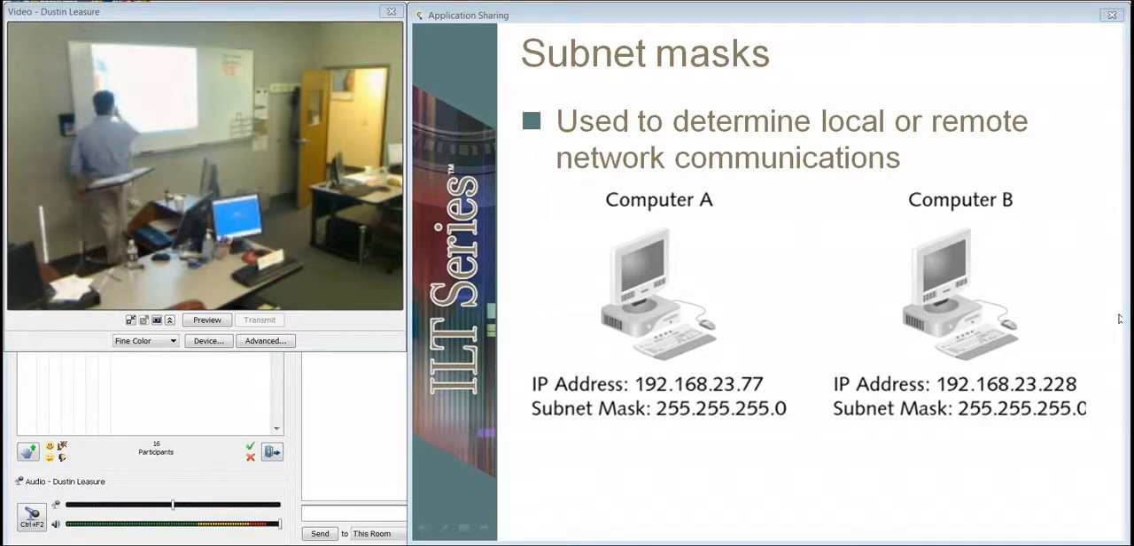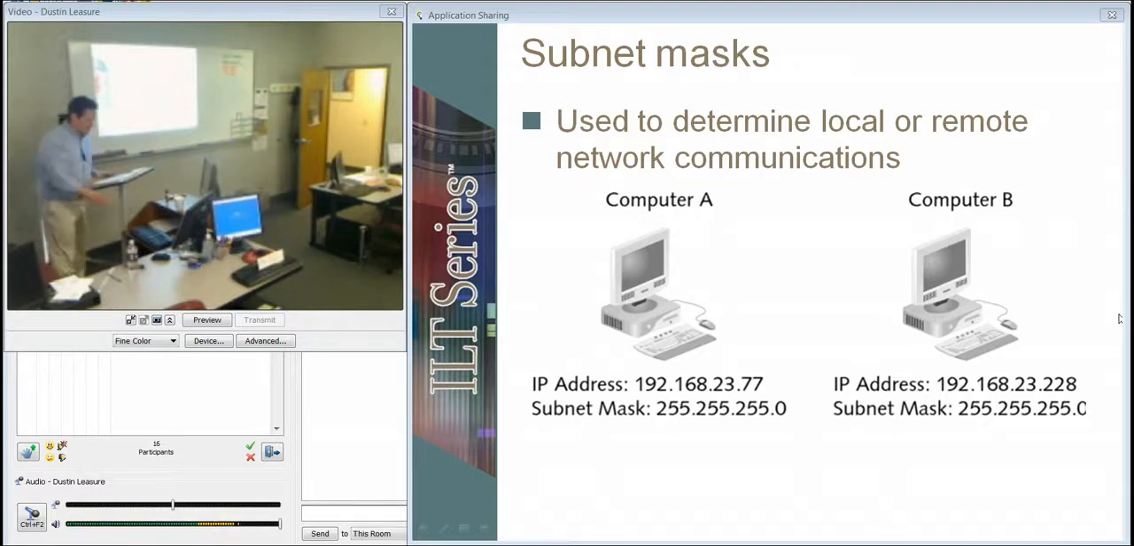So computer A looks at its IP address and it says, okay, 192.168.23 is the network I'm on. Computer B is on 192.168.23. Can these two computers talk back and forth? Yeah, they're on the same network. We get rid of the 77 and the 228 here, and those are on the exact same network, 192.168.23.